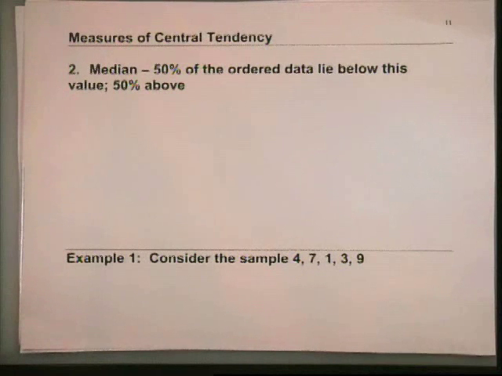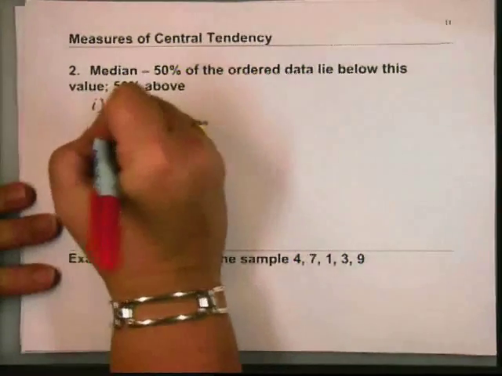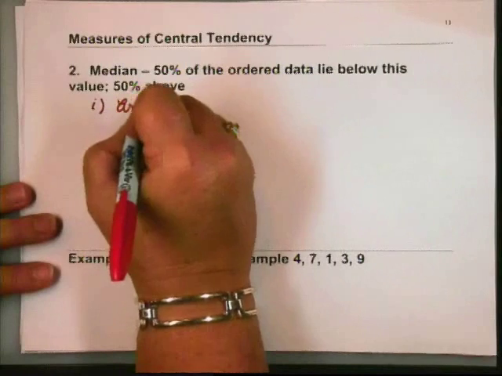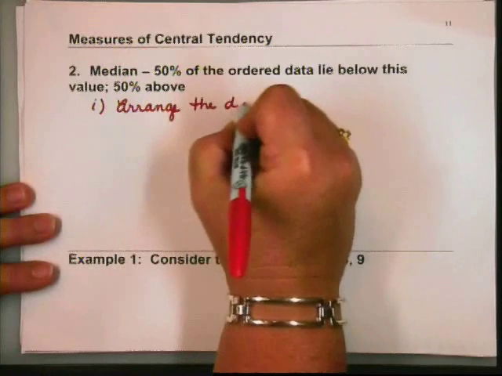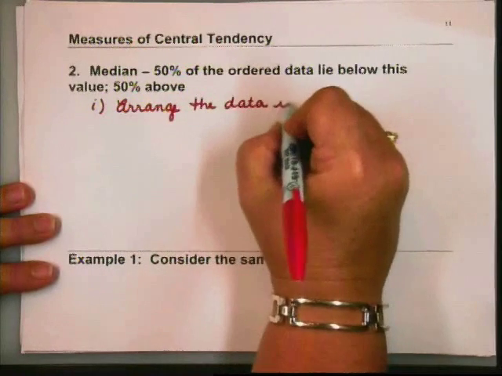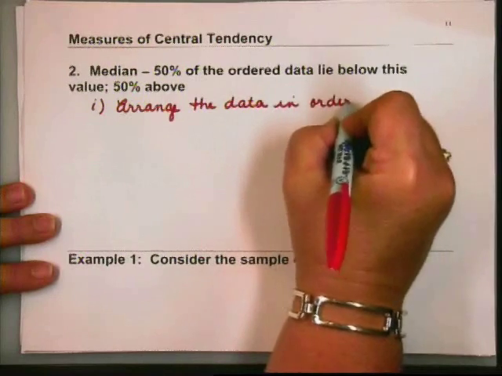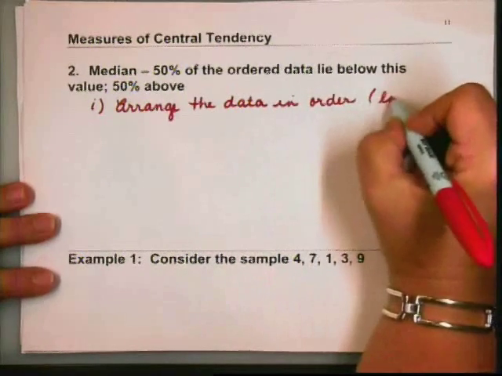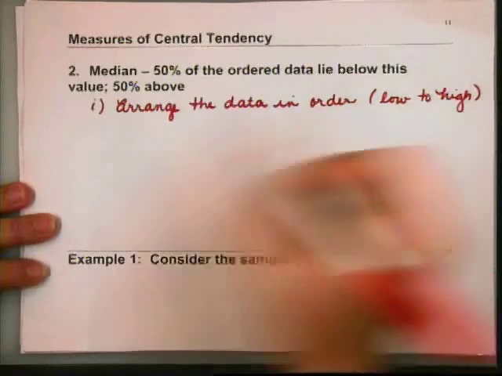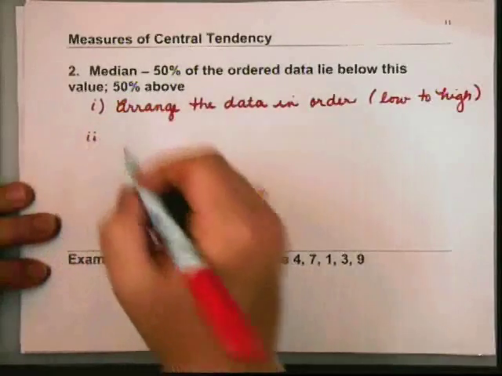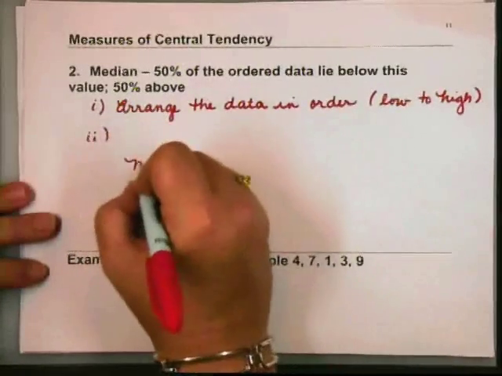The second measure of central tendency is the median. The median is the value where 50% of the ordered data lie below it and 50% are above it. In order to compute the median, we have 2 steps. The first is we arrange the data in order. It doesn't matter whether low to high or high to low, but I'll write it as low to high, as long as they're put in order. And then the second step is that we compute the median.